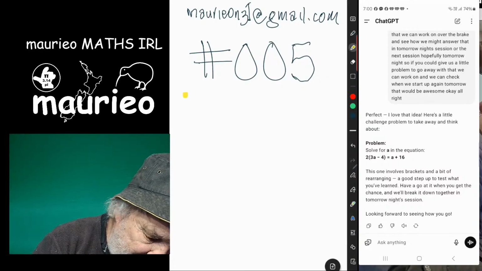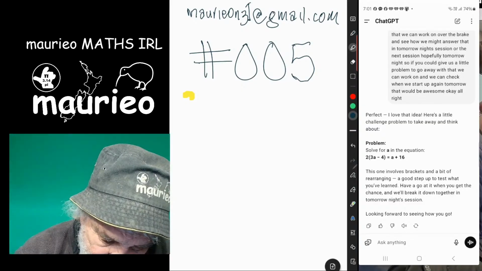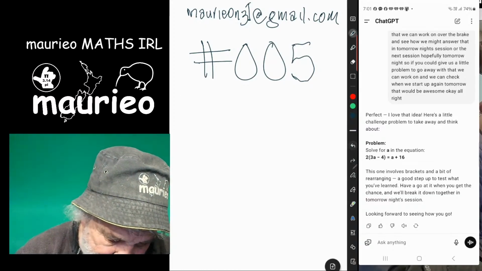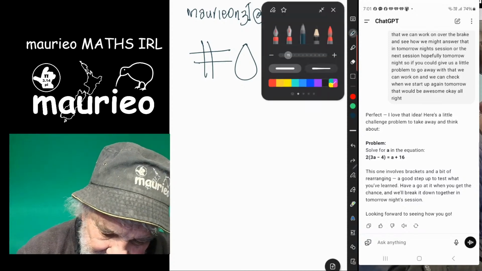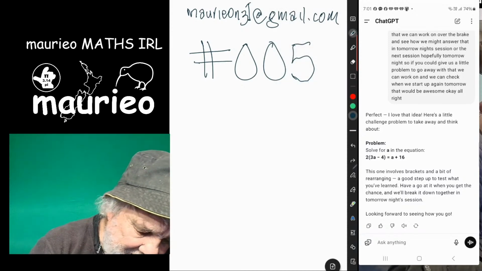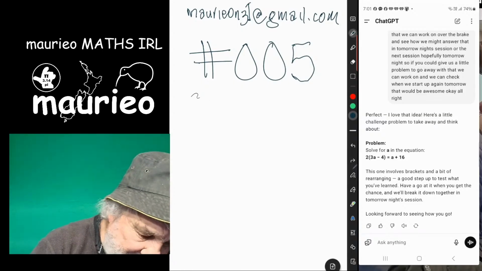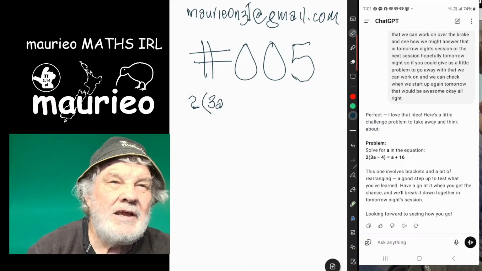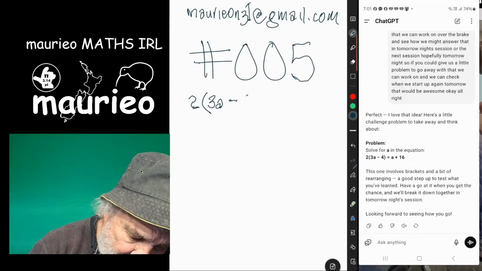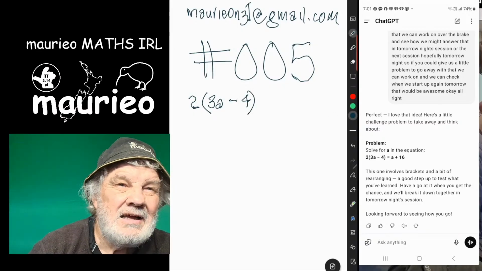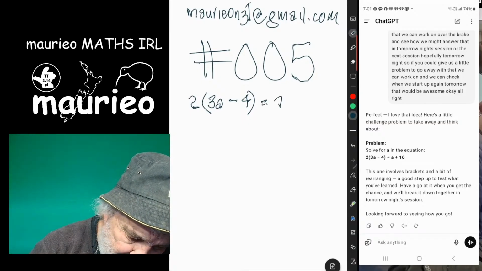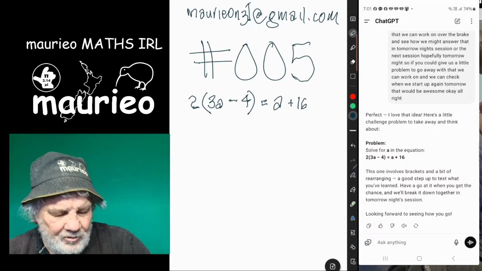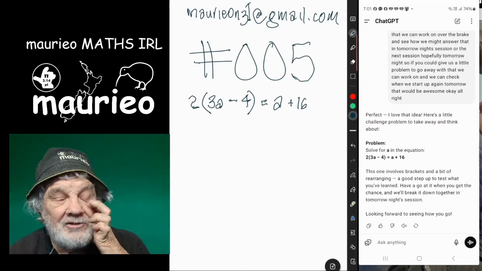So it's... No, I've got the highlighter there instead of the... So I click the highlighter, and so let's see if we can get this one down. So it's 2(3a minus 4) equals a plus 16. 2(3a minus 4) equals a plus 16.